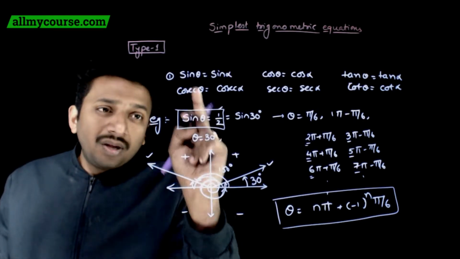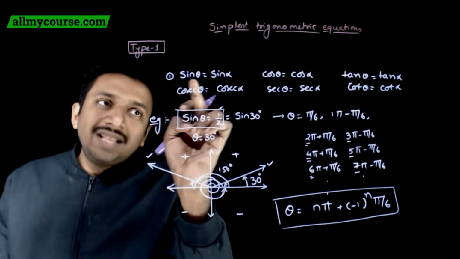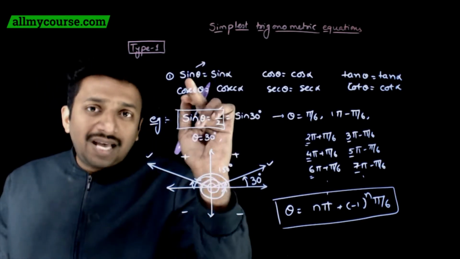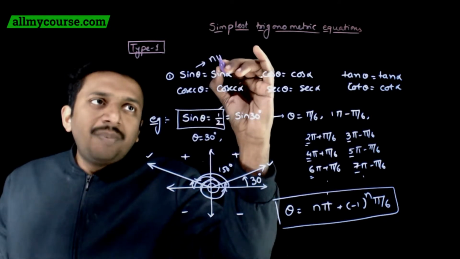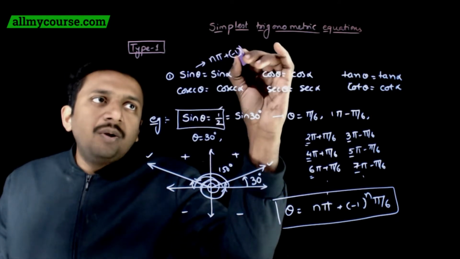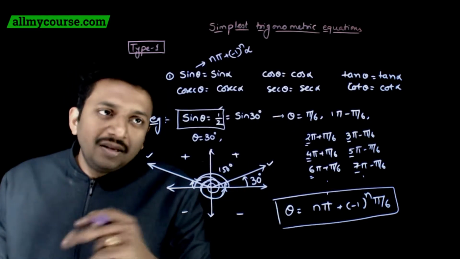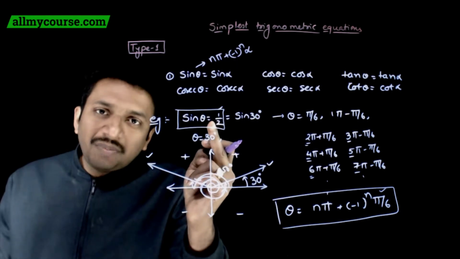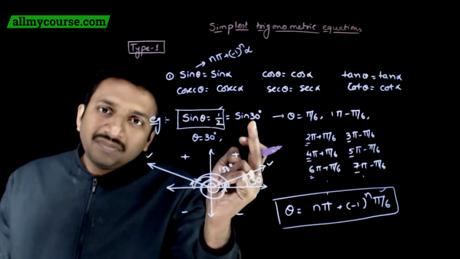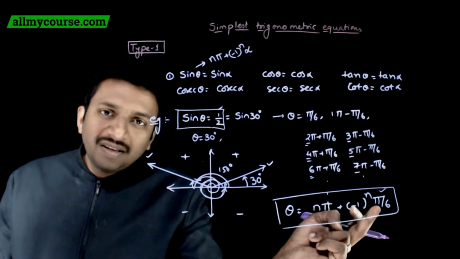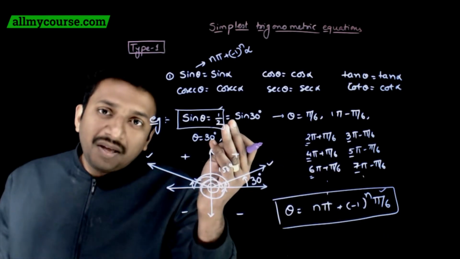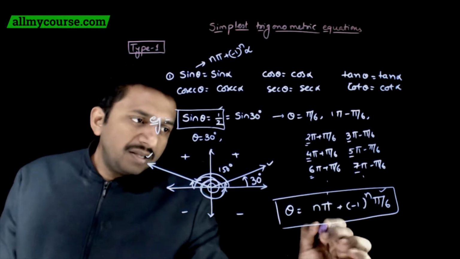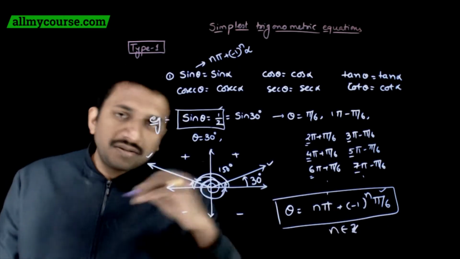And if we extend the same logic to sine theta is equal to sine alpha, the solution will be theta is equal to n pi plus minus 1 whole power n times alpha. Here it is sine 30 degrees, so you got pi by 6. If this had been root 3 by 2, you get 60 degrees, so you have pi by 3 here. If this had been 1 by root 2, you get 45 degrees, so you get a pi by 4 here. So n belongs to integers.